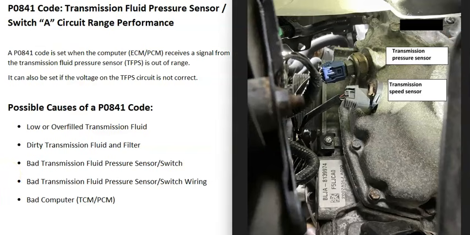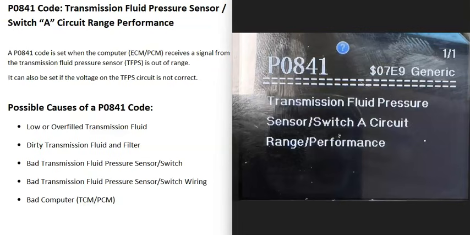Well, basically transmissions have this fluid pressure sensor that's just reporting back to the computer what the fluid pressure is. But when you get this P0841 code, the computer's seeing some kind of problem with this. And so it's going to have to be troubleshot to know why. And so what would be some possible causes of a P0841 code?